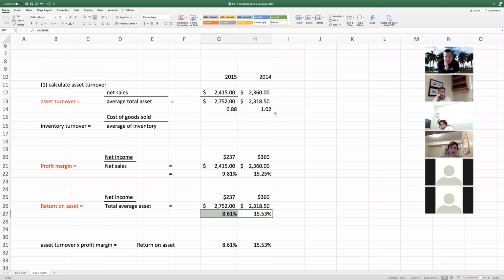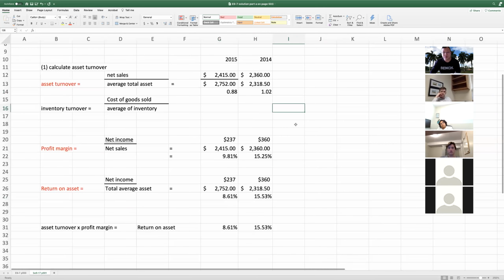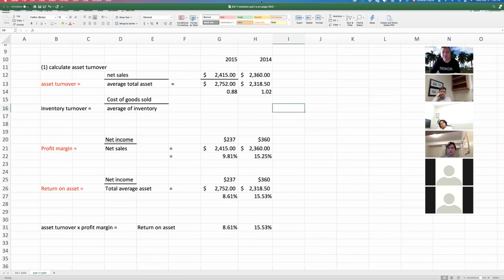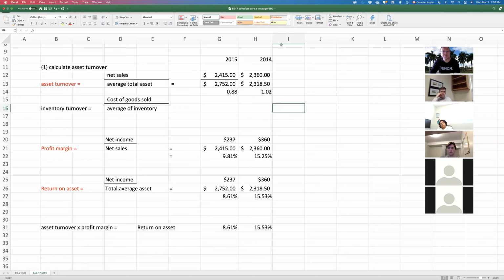Profit margin seems to be a bigger change than the asset turnover. Yeah, that's right. You can see it going from 15 to 9.8. So it's mostly due to this, because the asset turnover number is close to 1. Okay, so that's it. Let me just stop recording.